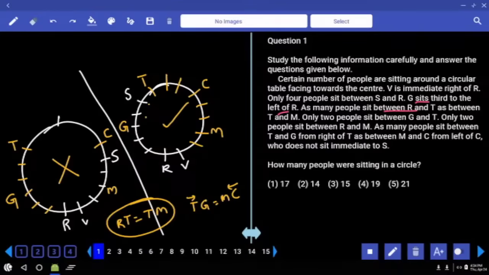Now any questions left in this one? Number series. Question number please. My number series question number 30.